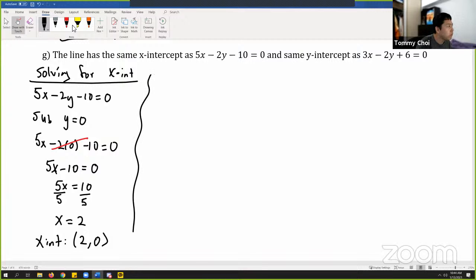Okay. So we've taken the first equation, we're solving for the x-intercept, we plugged in y equals 0 into the equation, and we found our x-intercept. The second step is to solve for the y-intercept.